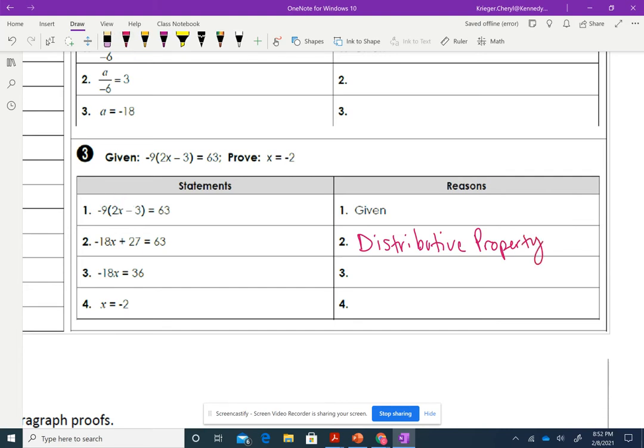Okay, how did they get from step 2 to step 3? Well, we have negative 18x plus 27 equals 63, and it turns into negative 18x equals 36. So it looks like they subtracted 27 on both sides, right? Subtraction property. Okay, and from step 3 to step 4, we divided by negative 18 on both sides. So if we divided, it's the division property.